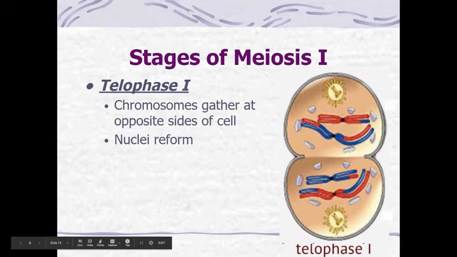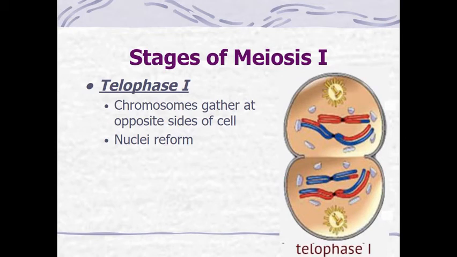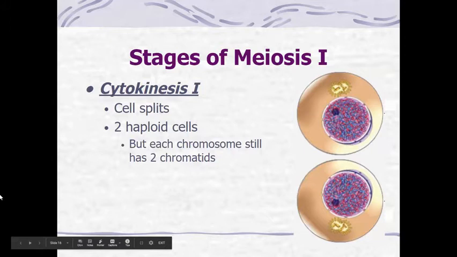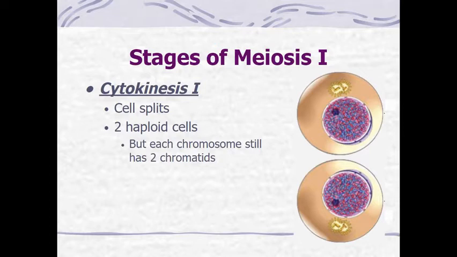In telophase 1, the chromosomes gather at opposite sides of the cell and nuclei reform. And then in cytokinesis 1, the cell splits. We end up with 2 haploid cells. Each cell has only 23 chromosomes, but each chromosome is still made up of 2 chromatids. So that's why we need a whole other half of meiosis, because we now need to separate those chromatids.